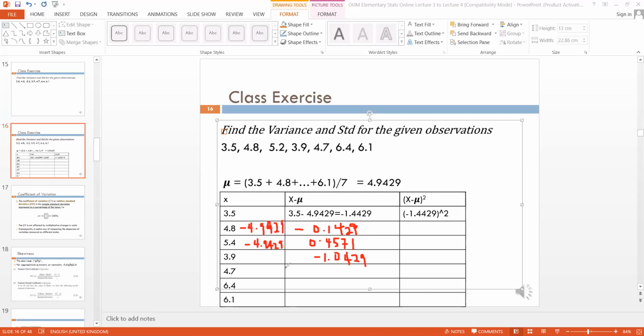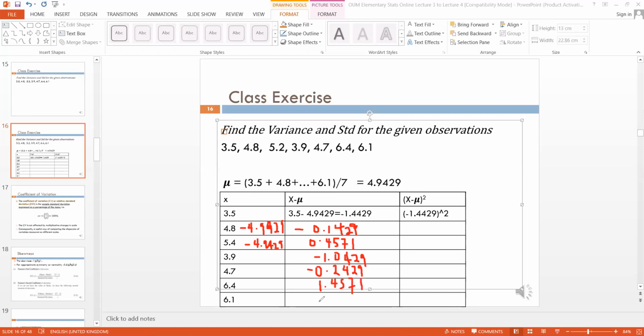The next one. Negative 0.2429. Okay. Next one, 1.4571.